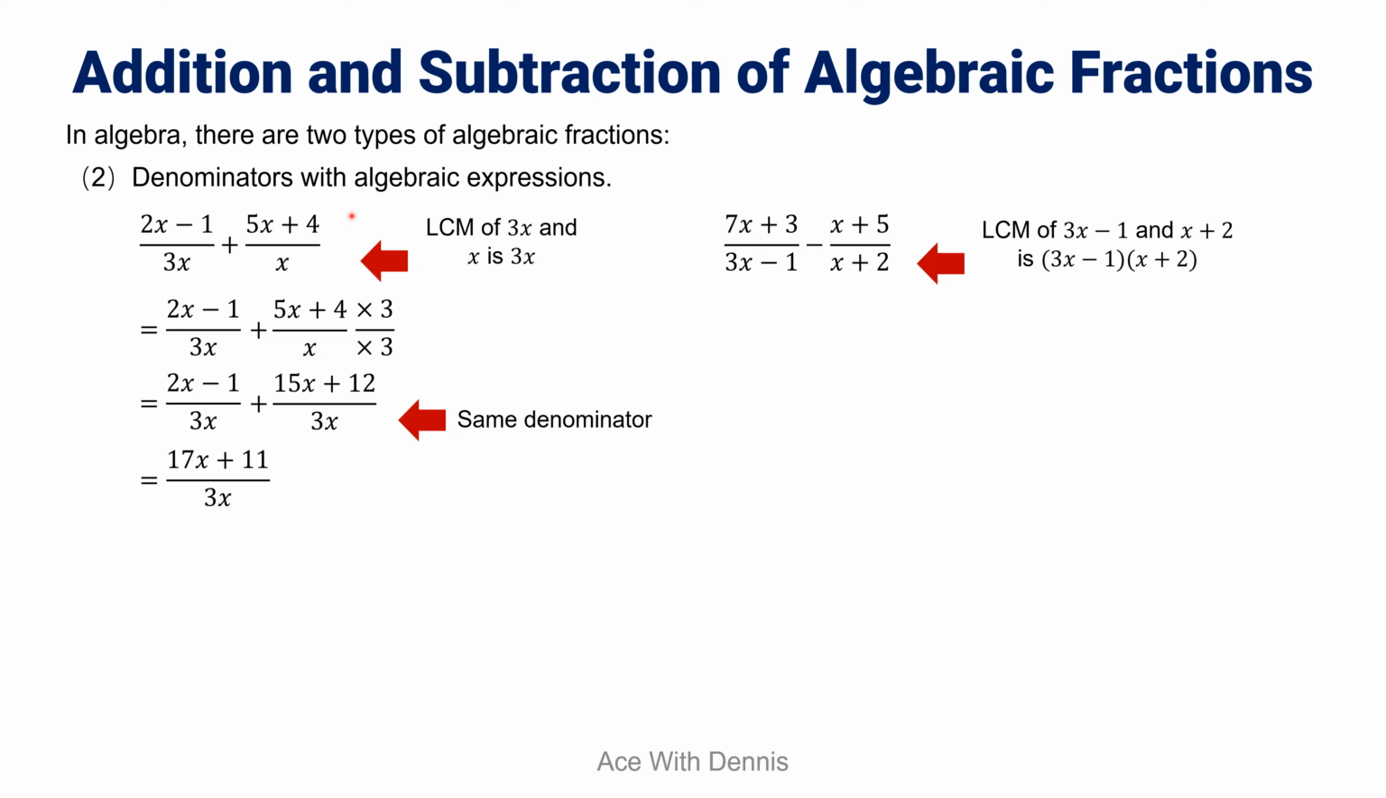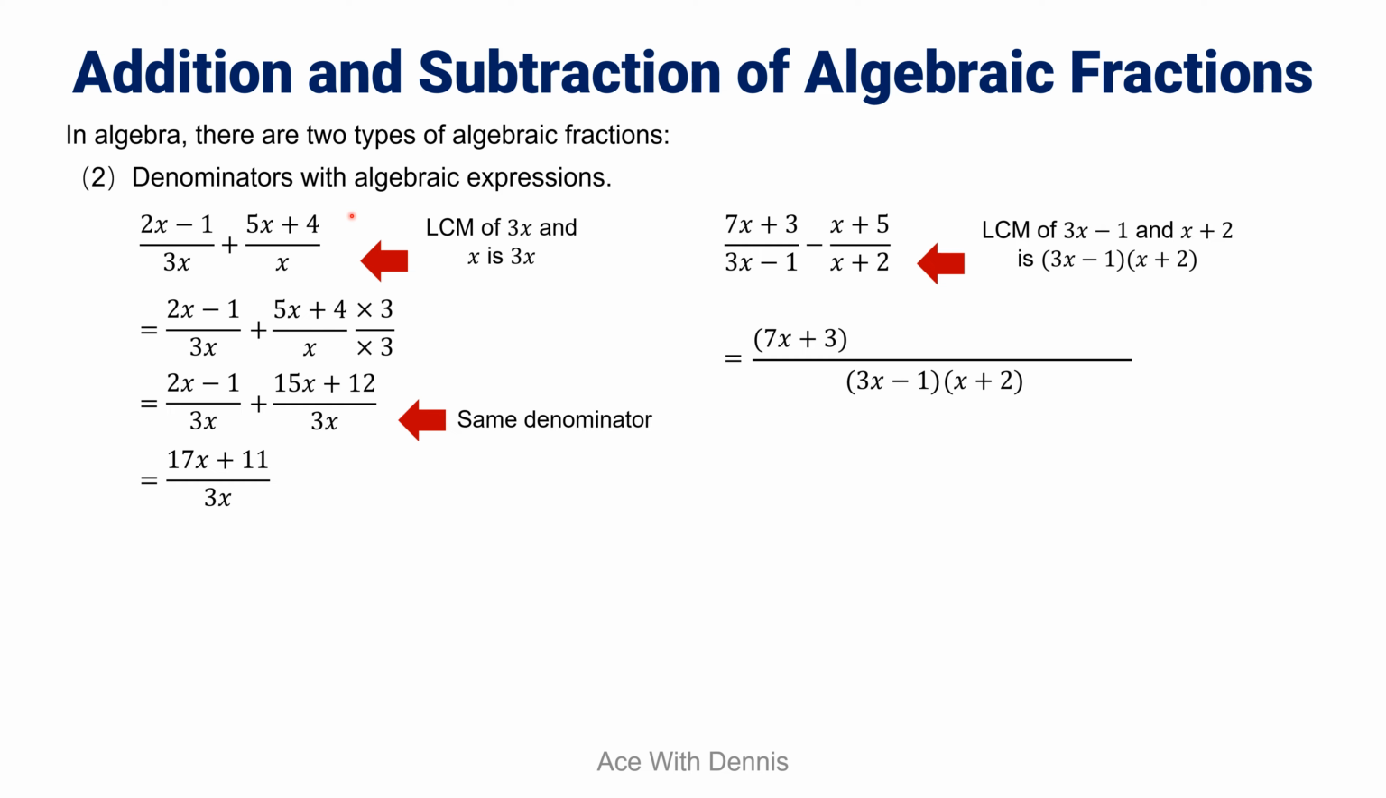So what we have to do is, the LCM of 3x minus 1 and x plus 2 will be 3x minus 1 times x plus 2. So we just multiply these two expressions together. This is what we get, the 3x minus 1 times x plus 2.